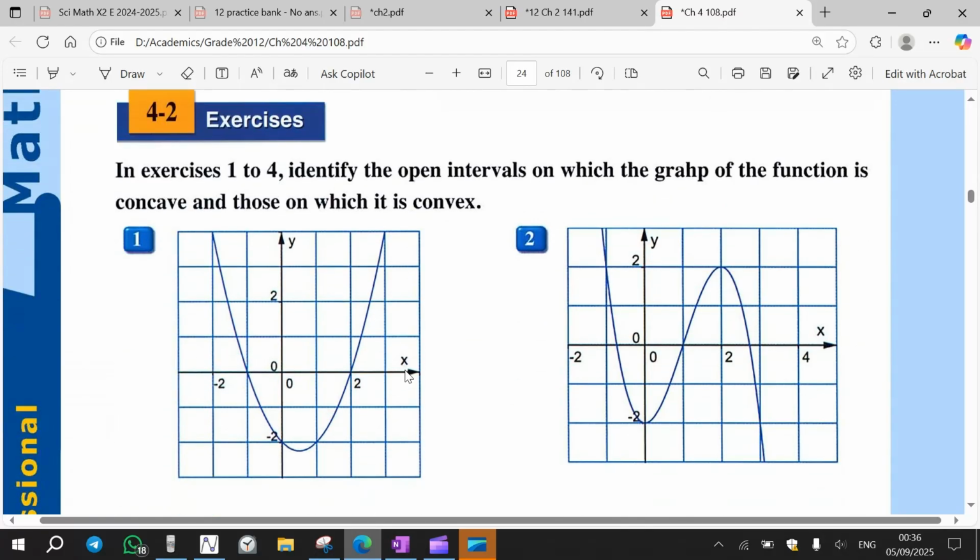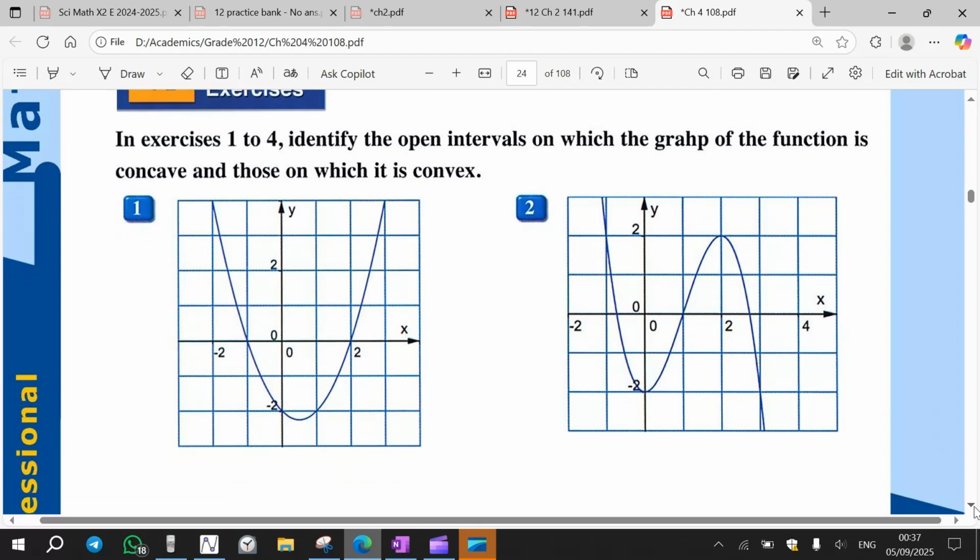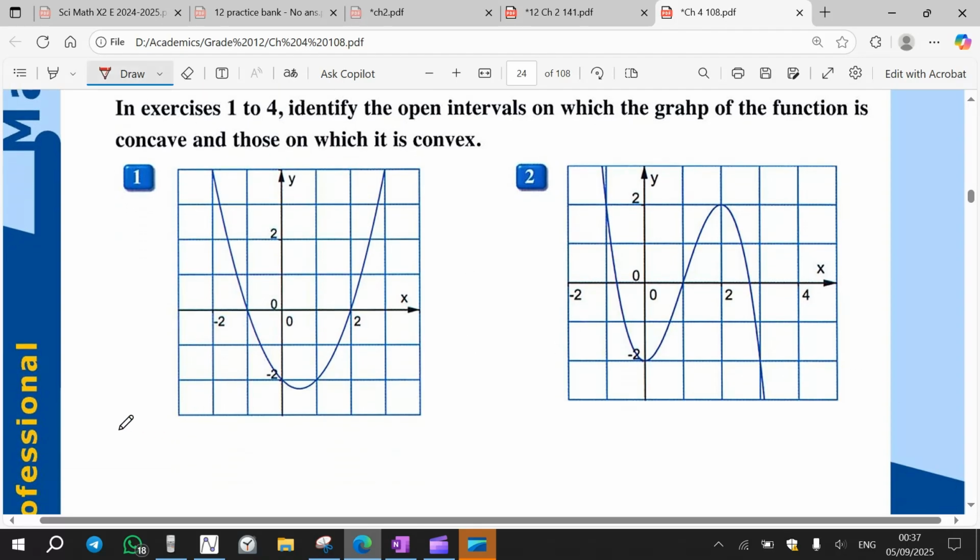Graphical questions. In exercises 1 to 4, identify the open intervals. So we have to write open brackets on which the graph of the function is concave and those on which it is convex. This graph is one piece of concave, then this function is just concave on all real numbers, or concave on negative infinity to infinity.